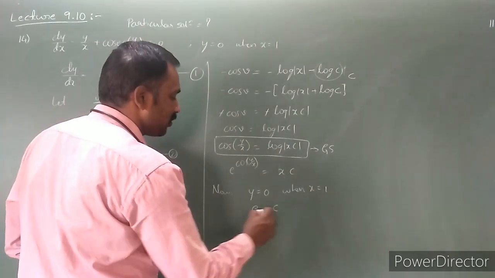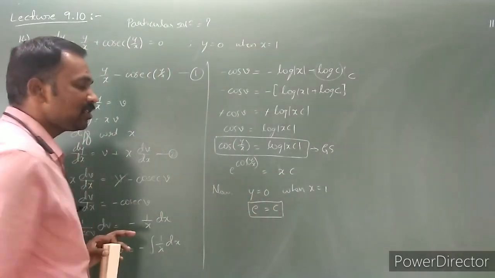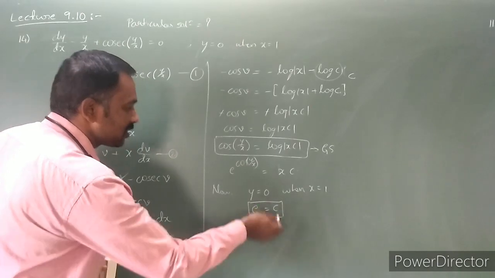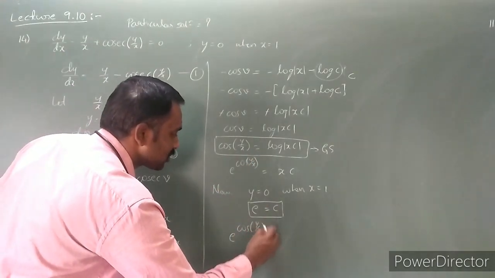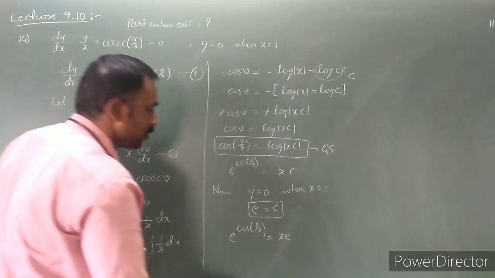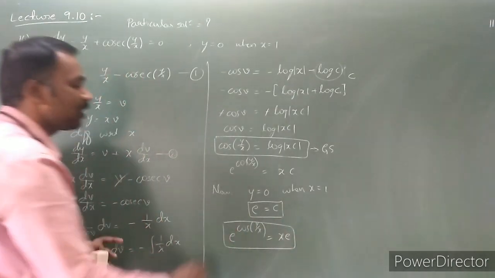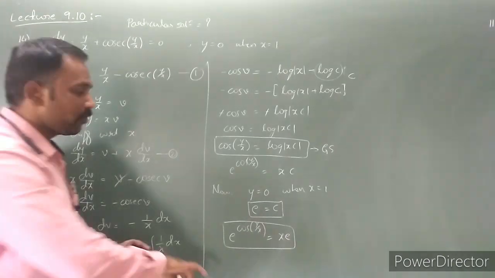x value is 1, so e is equal to c. C is equal to how much? e. So replace that value into here. So e power cos of y by x is equal to x into e. This is the required solution. Another form we will also get.